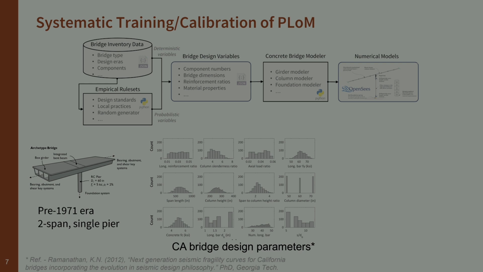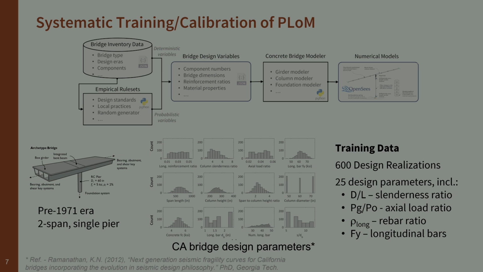That's kind of built into this training data that we're developing. And then out of that, we came up with 600 different designs representative of this body of bridges, with different design parameters. A few of the key ones, and these will index when we're making predictions on the surrogate model, are column slenderness, pier slenderness, axial load ratio, longitudinal rebar area, and Fy to get the strength of the structure.